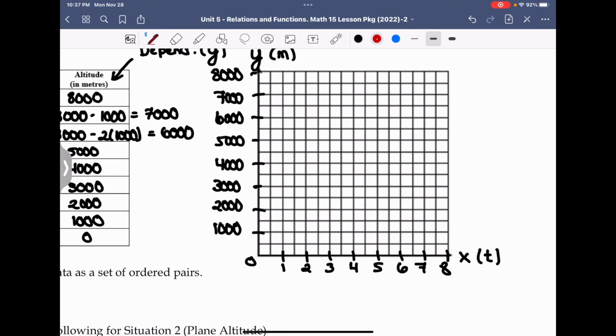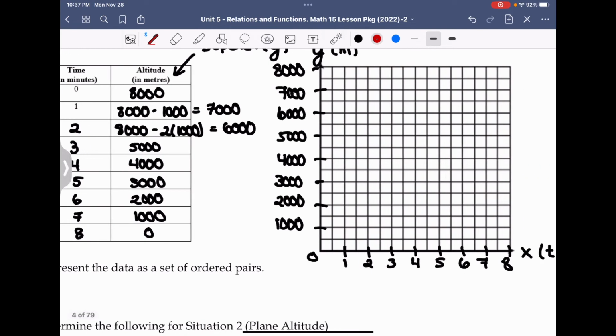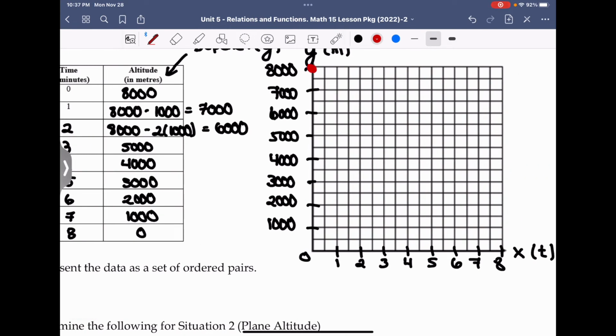Okay, now what we need to do is plot these as ordered pairs. So at 0 time, we're at 8,000. So we're way up here, 0 time, 0 minutes, 8,000. We start our descent at 1 minute, we're at 7,000. 2 minutes, we're at 6,000. 3 minutes, we're at 5,000. And we would continue this pattern all the way down, filling in our graph all the way till 8 minutes when we eventually touch down.